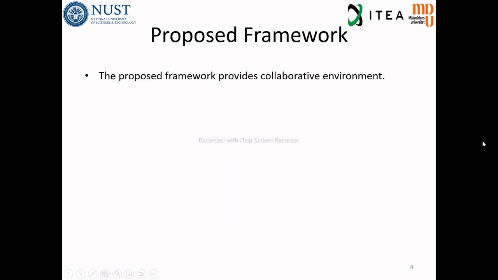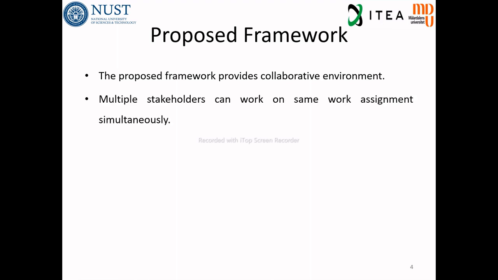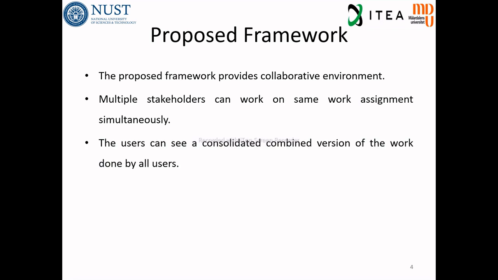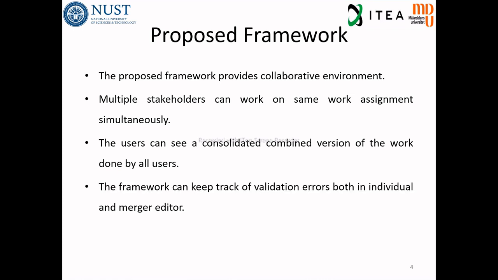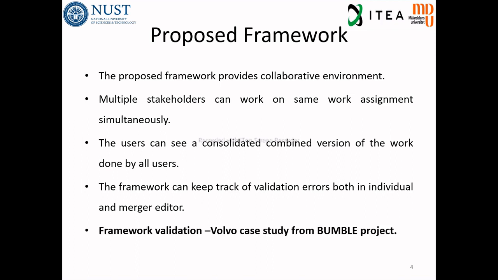So the proposed framework provides a collaborative environment where multiple stakeholders can work on the same work assignment simultaneously, and the user can see a consolidated or combined merger instance of all other users so that they can have insight into what the other users are working on. The framework can keep track of validation errors both in individual editors and merger editors, and the content assist via collaboration with some external tools. The framework has been validated on a Volvo case study from the Bumble project.